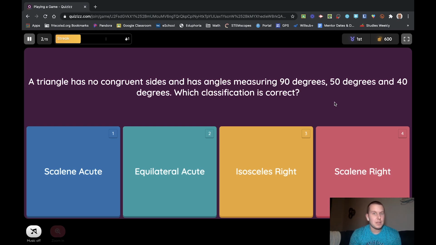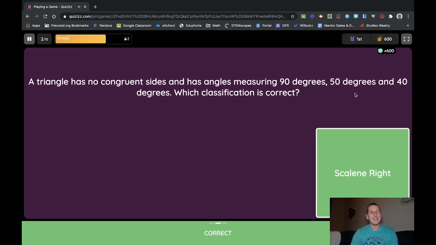Now, something I noticed is they didn't really tell us what the side measurements are. But something you can do is if the angle measurements are all different, it's going to be scalene. You'll learn more about this in middle school, but opposite to an angle, the side has to be congruent. So what I am saying is if it's 50 degrees and 40 degrees, those 2 opposite sides are not going to be equal. So it's going to be a scalene right triangle. And we got it correct.